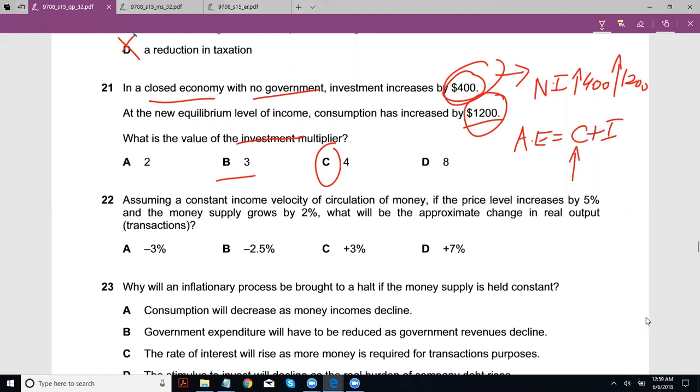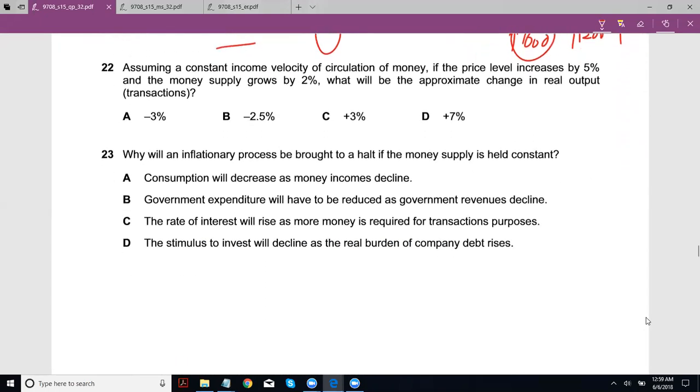So C has gone up by 1200, I has gone up by 400, which means aggregate expenditure or national income, because you're at the new equilibrium level, has gone up by 1600. So 400 brings about 1600, which means 400 times 4 would bring about 1600. So you can go with C.